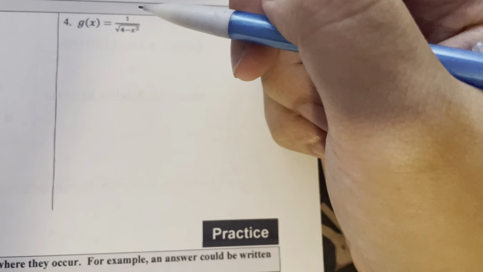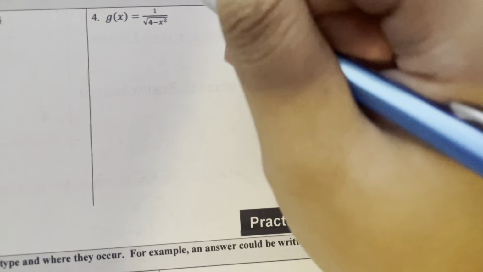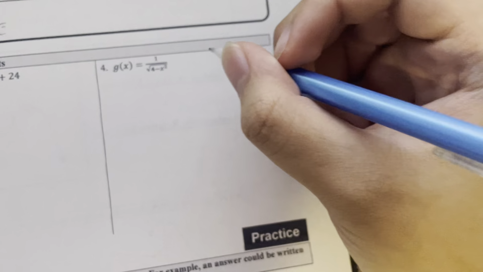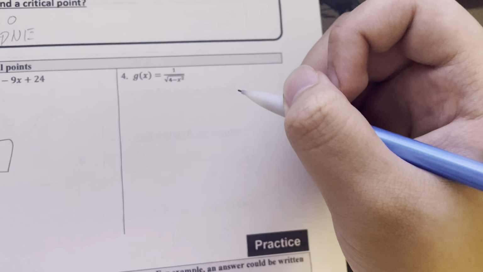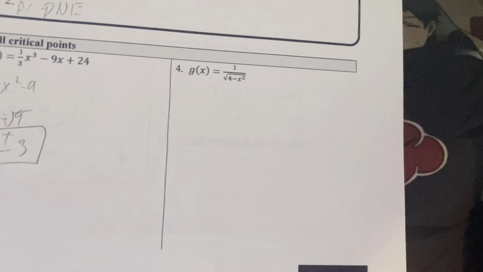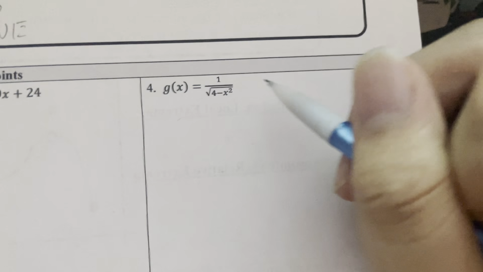Number 4, we have to find the derivative. So first we apply the rule. I can't remember what it's called right now, but it's the rule for finding a derivative. I'm sorry, I'm blanking on the name, but first we can make this equal to 4 minus x squared to the power of negative 1/2. And then we'll start doing our rule.